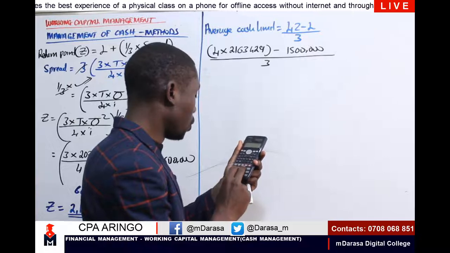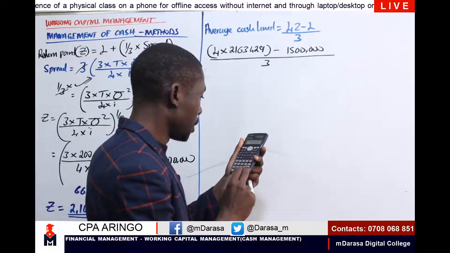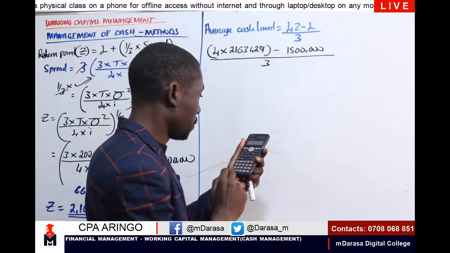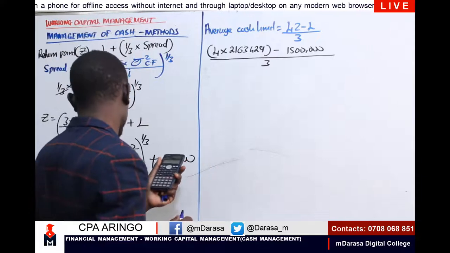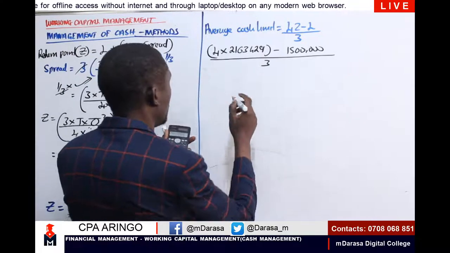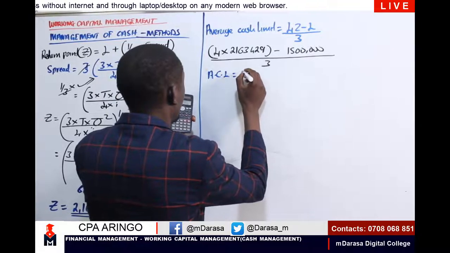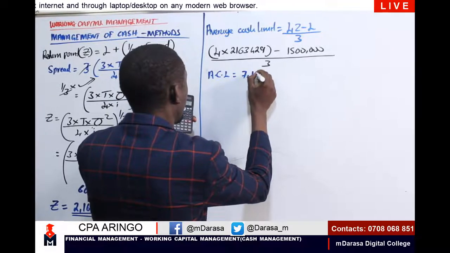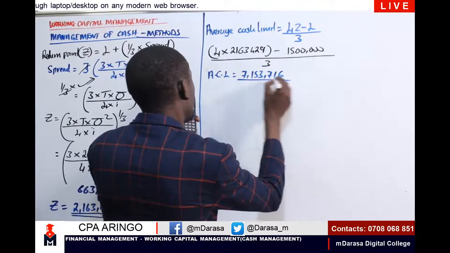4 times 21, 63, 429, minus 1.5. So in this case, we can agree and say that we should be talking of how much? We should be talking of our average cash limit, or average cash balance. I'm getting 7,153,716. Kindly, you can confirm.